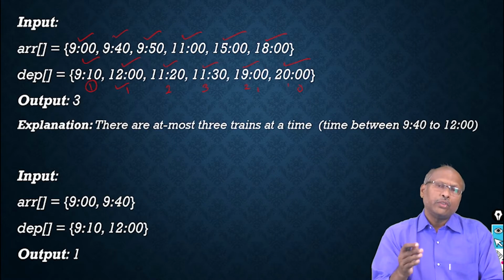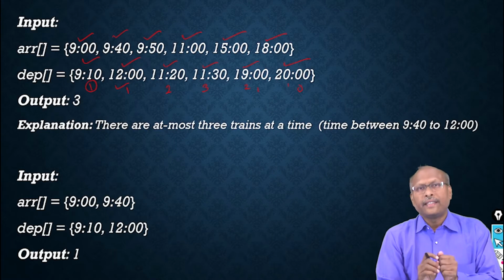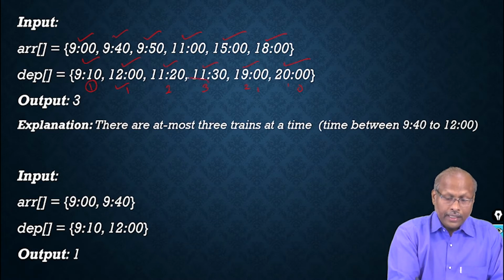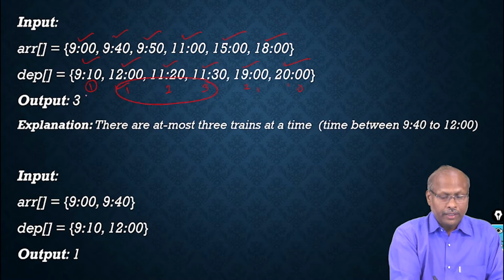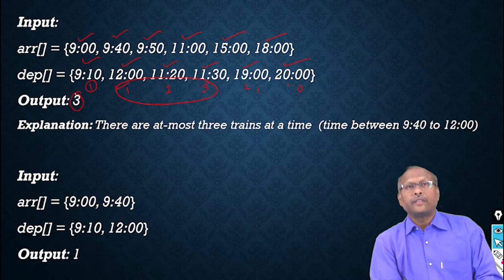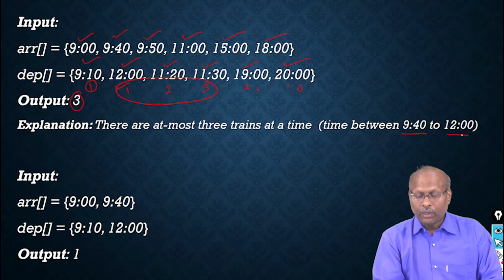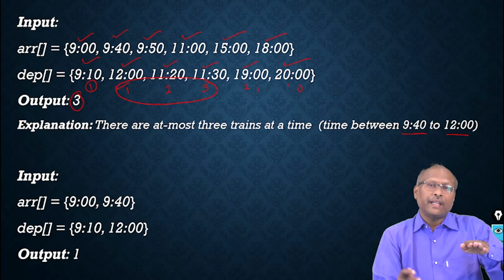So every time you have to see their arrival and departure time. At a given time, 3 platforms are required. That's why the output for the given question is 3. The time between 9:40 and 12 o'clock, you have to accommodate 3 trains at a time. If one train is there, again one more train is coming.